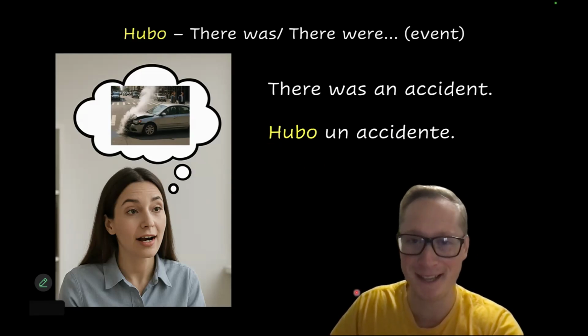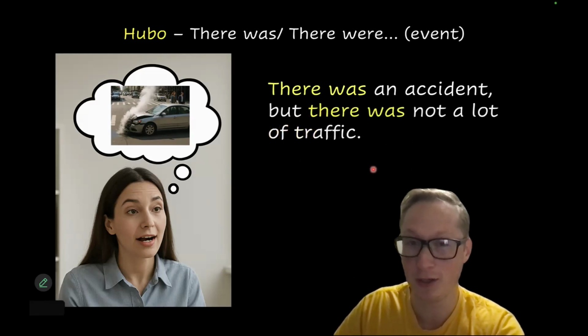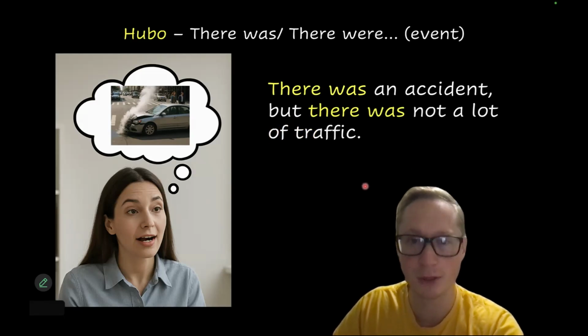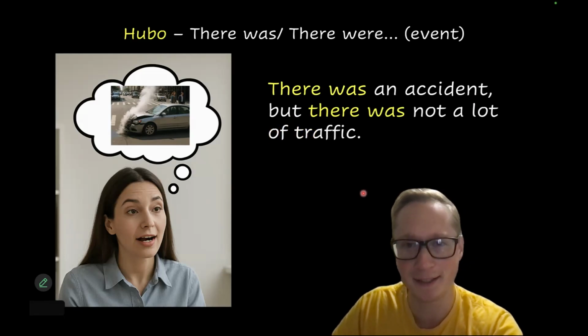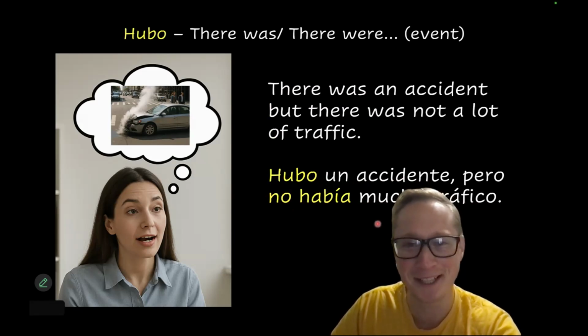Hubo un accidente. What if we want to say a little bit longer of a sentence? Look at this. Pay close attention to what is an event or what is the thing that we observed. And go ahead and translate this sentence. Hubo un accidente, pero no había mucho tráfico. You see the difference here? Hubo un event. There was an event. No había mucho tráfico, but there was not a lot to observe, right? We could say it like that.